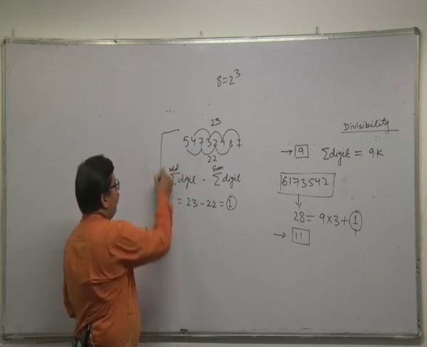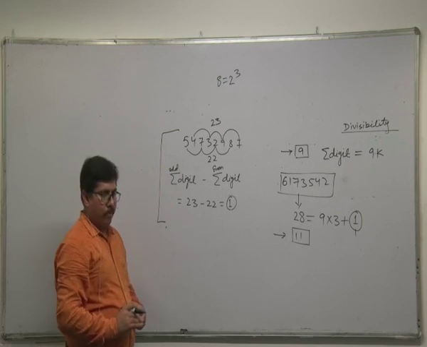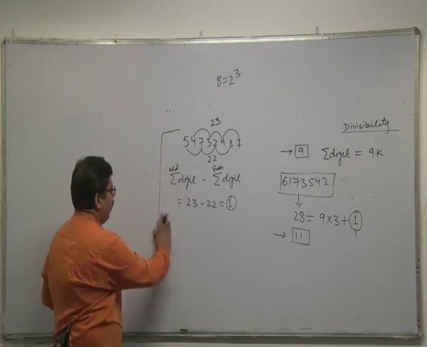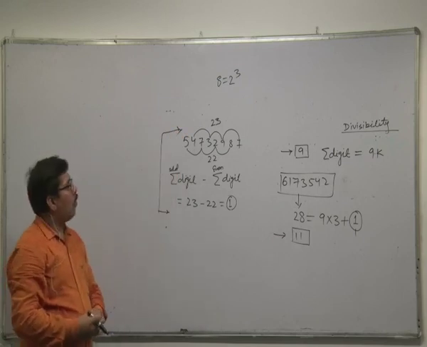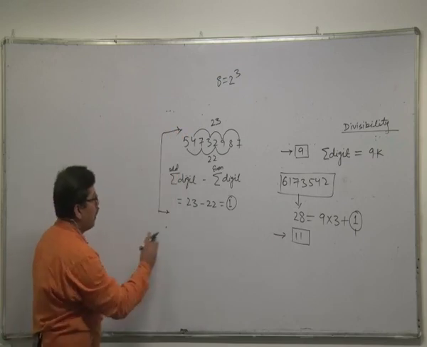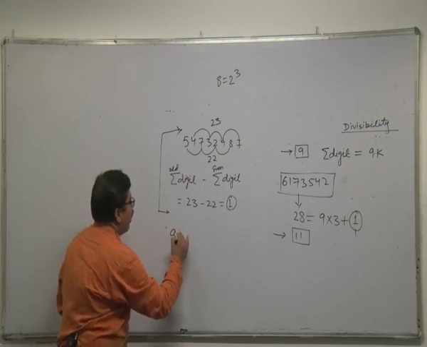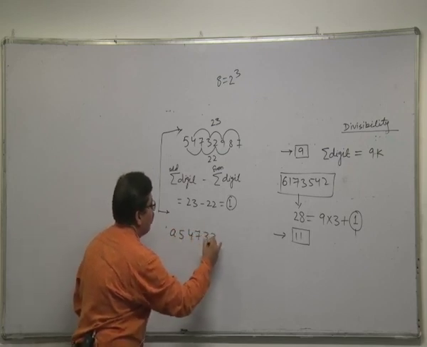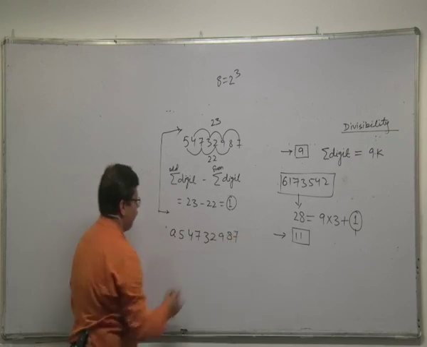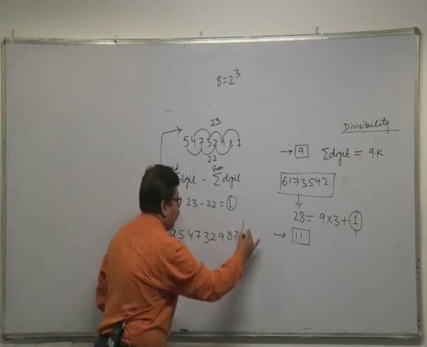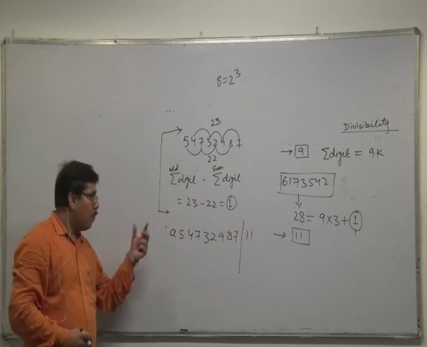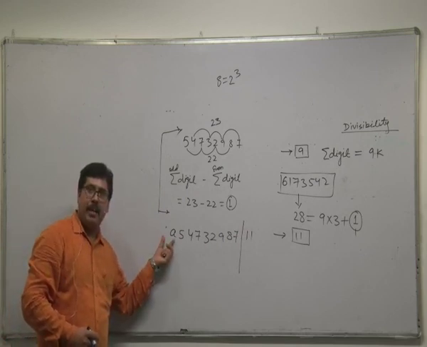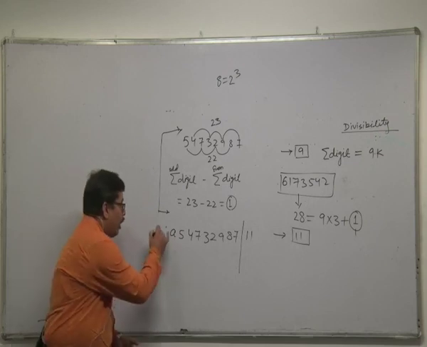So, if I extend my question, I am converting this question into a moderate level quant question. Suppose my question is A 5 4 7 3 2 9 8 7 is a multiple of 11. So my question is to find the most significant digit A so that your number is a multiple of 11.